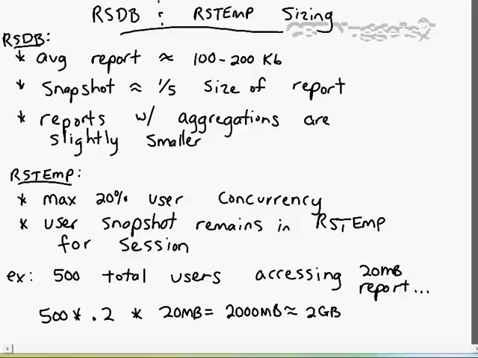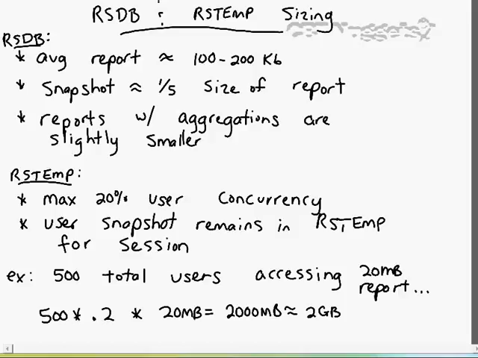You might keep history snapshots of your various reports. Typically, the snapshots are going to be 1/5 the size of a regular report. So if you're deciding to keep 5 snapshots of a report, keep that in mind. Also, as a general rule of thumb, reports that use aggregation, such as sums, are going to be slightly smaller than reports that don't use aggregations.